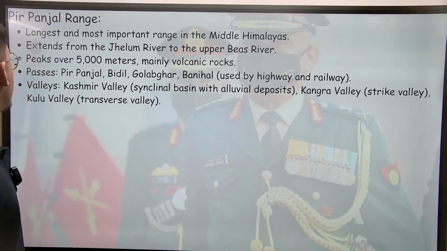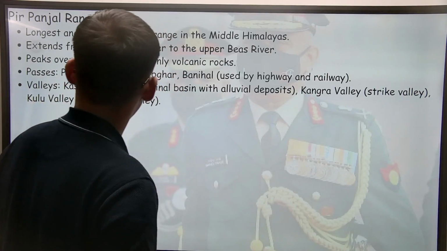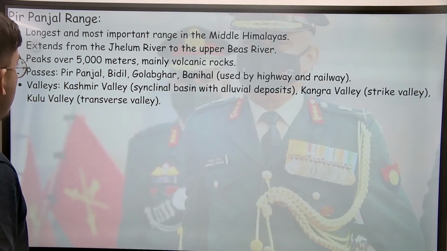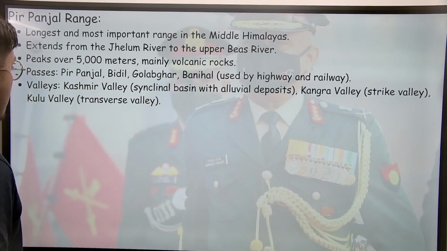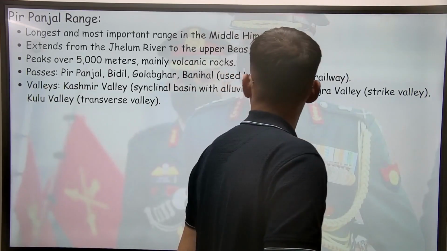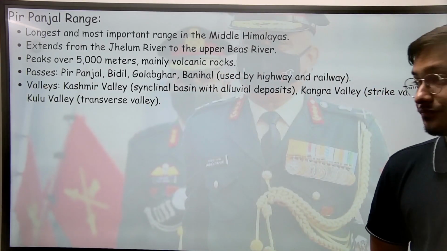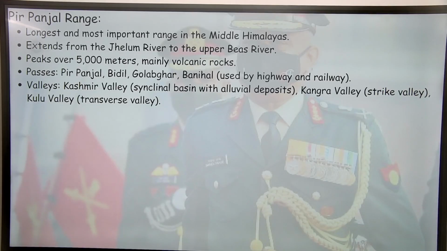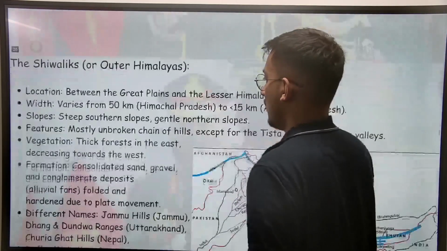Pir Panjal Range: it is the longest and most important range in the Lesser Himalayas. It extends from the Jhelum River to the upper Beas River. Peaks here are over 5,000 meters, of mainly volcanic rocks. Passes are Pir Panjal, Bidil, Golabghar, Banihal. Valleys are Kashmir Valley, a synclinal basin with alluvial deposits, Kangra Valley, Kullu Valley, Strike Valley, Transverse Valley.